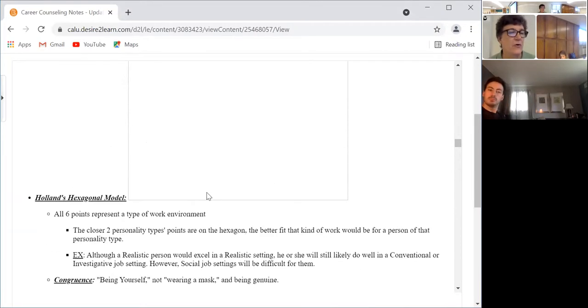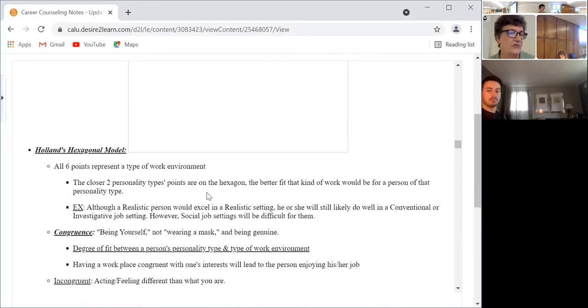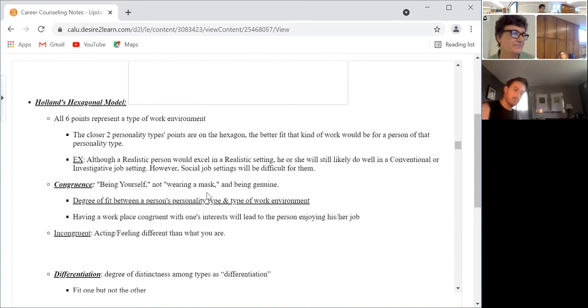All right, so this is also in your book, and it should be in the notes that are online. I'm not sure why it doesn't show up on here, but it's okay.